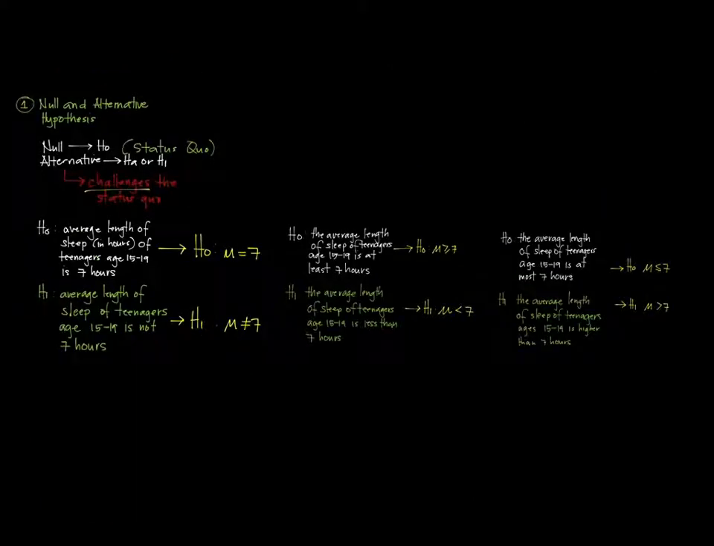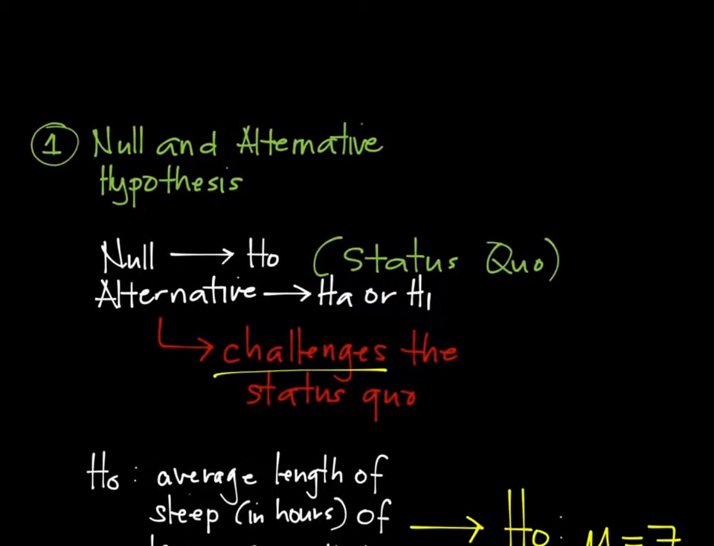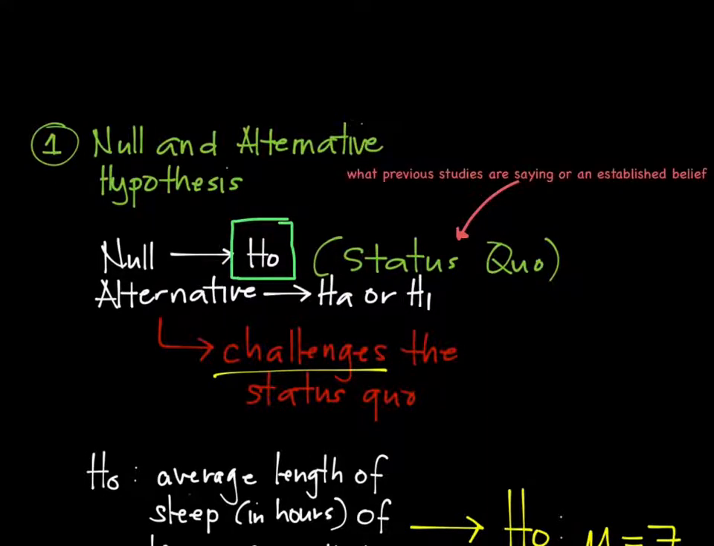This is where we set the null and alternative hypothesis. Again, when we say null and alternative hypothesis, the null is written as H sub 0 or H0, and the null hypothesis is the status quo. Status quo is what is known to be. For instance, the average sleeping hours, as in my example earlier, the status quo is 7 hours, so that will be our H0.